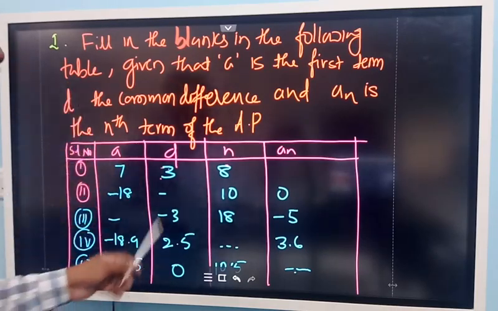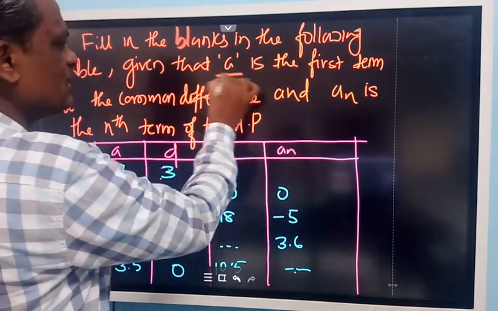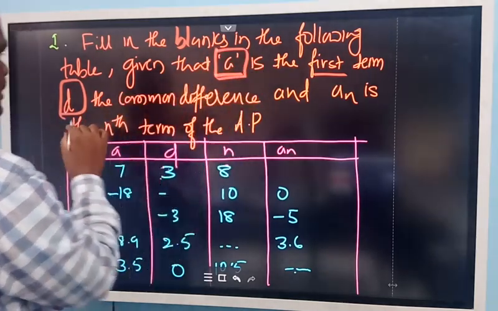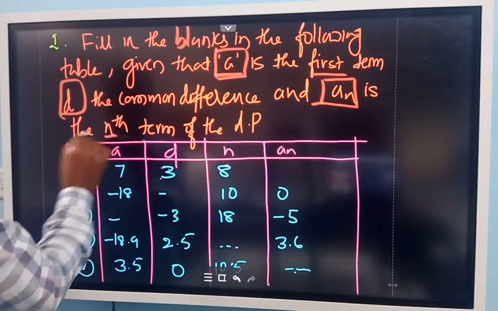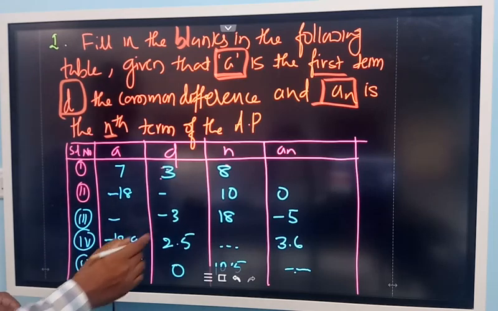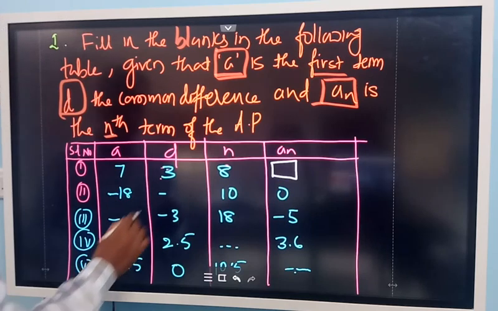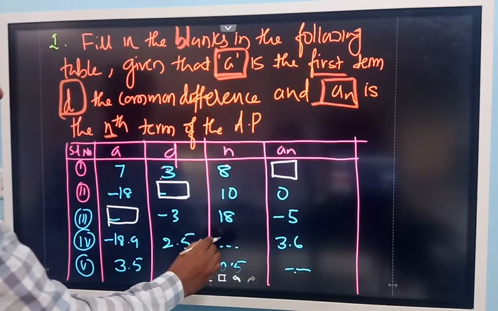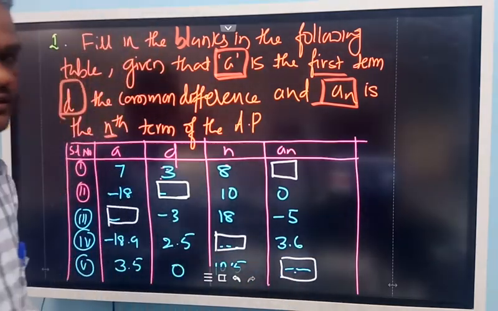In this table, we have to fill the blanks. Fill in the blanks in the following table, given that A is the first term, D is the common difference, and AN is the nth term of this AP. So here they have given A, D, N and AN in this table. We need to find out the missing terms here. In this case, AN is missing here, D is missing here, A is missing here, N is missing here, and here again AN is missing. We need to find these values.